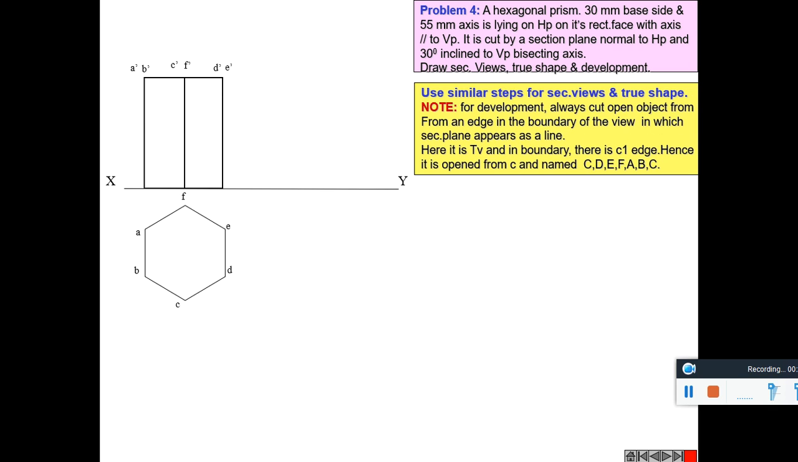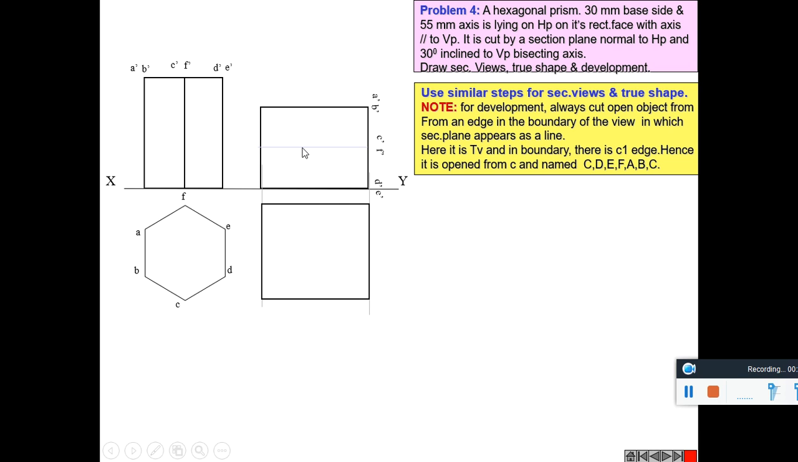Hexagonal prism of base side 30 mm and 55 mm axis is lying on HP on its rectangular face with axis parallel to VP. So the top view is drawn and its front view is drawn projecting from the top view. It is reproduced here in a position lying on the ground. Its front view and its top view is marked here.